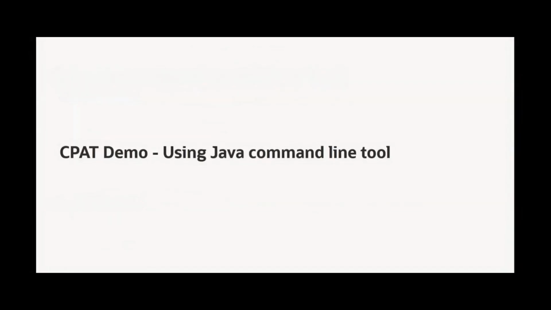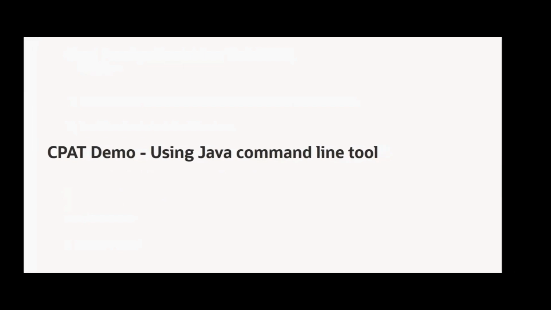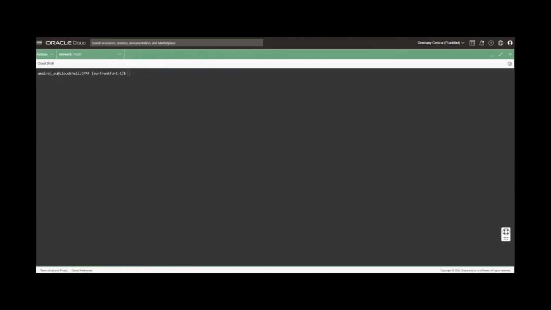Okay, let's do a quick demo of CPAT using the Java command line tool, and for that I will log into the Oracle OCI console. Okay, I am in the OCI console and I have launched the Cloud Shell. If you are not sure about how to launch the Cloud Shell, you can go to the developer tools as you can see on the screen and go to the Cloud Shell, and it will launch a terminal window like this. So this is from where we will execute the CPAT scripts.